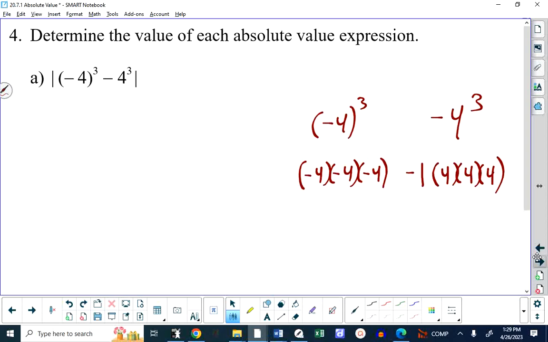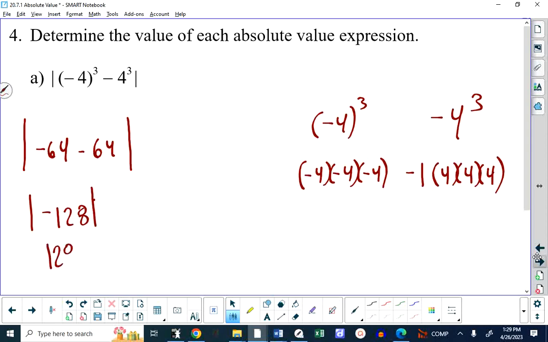But inside of the absolute value symbols, we get negative 64 minus 64. Negative 4 quantity cubed is negative 64, minus 4 cubed, which happens to be 64. So we get negative 128, I believe, in the absolute value symbols. So we get 128. Done.